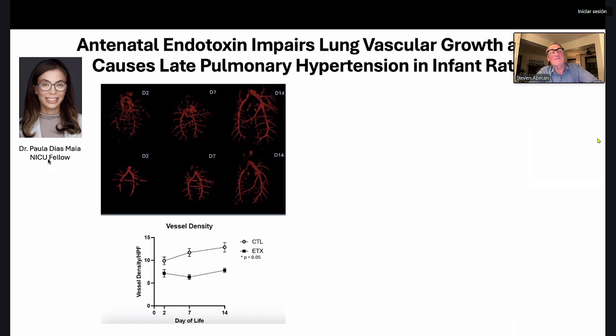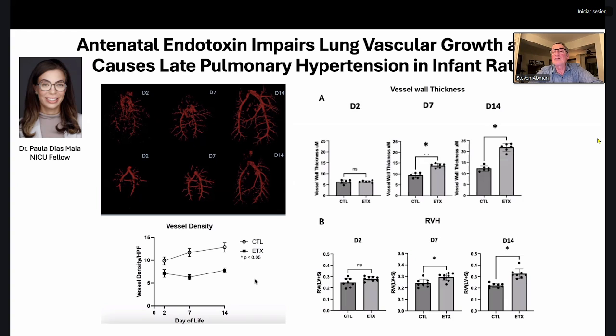And more recently, one of our fellows, Paula Diaz-Maya, an NICU fellow, showed that there's a progressive loss of the ability of the lung vessels to grow over time. And then if you follow these animals in experimental chorio, by looking at vascular remodeling, the walls of the vessels get thicker, more smooth muscle cells, and RVH progressively increases, as does the echocardiographic metrics of progressive PH.